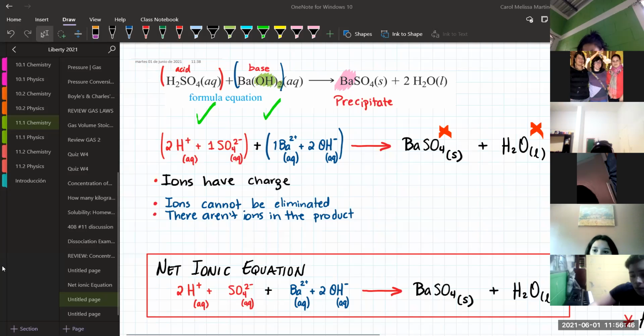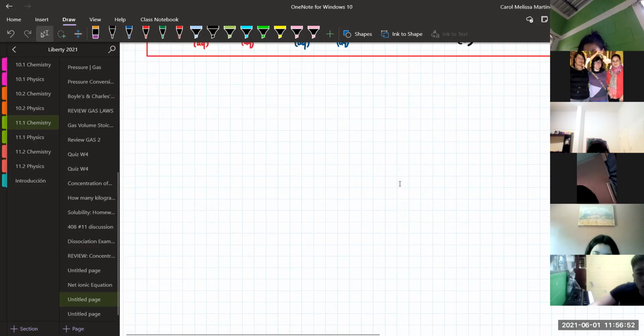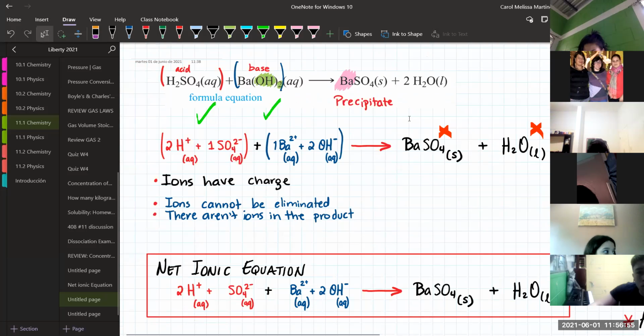Bueno. Let's try with one more example, but this one you will do alone, okay? I'm going to give you 5 minutes for you to work with the first part of this exercise. Going to copy and paste.